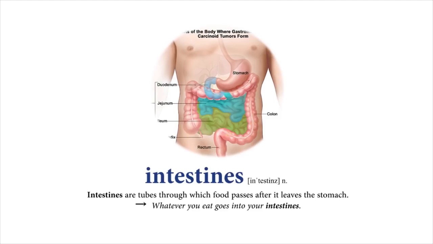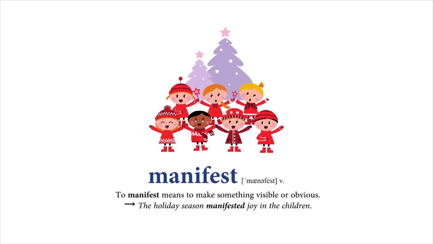Intestines. Intestines are tubes through which food passes after it leaves the stomach. Whatever you eat goes into your intestines. Manifest. To manifest means to make something visible or obvious. The holiday season manifested joy in the children.